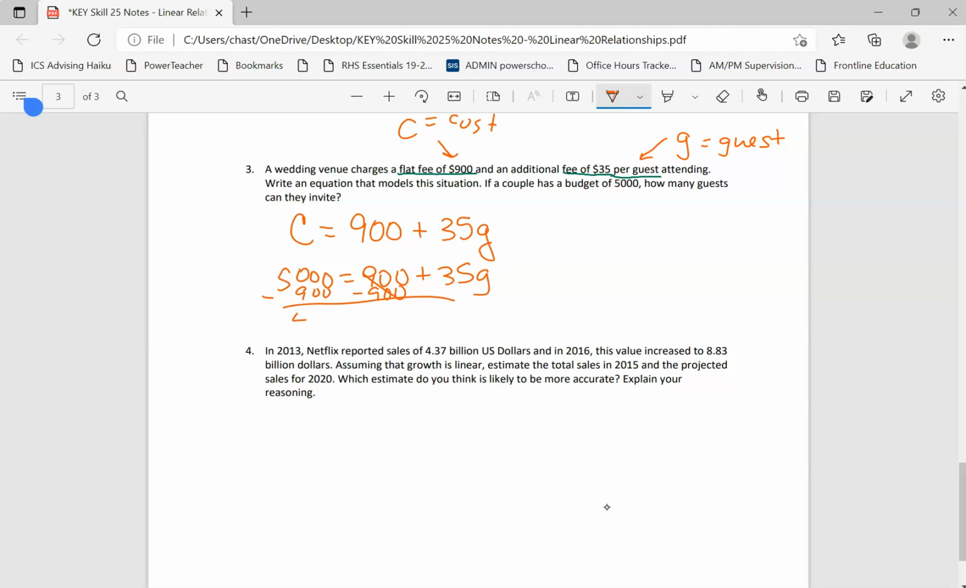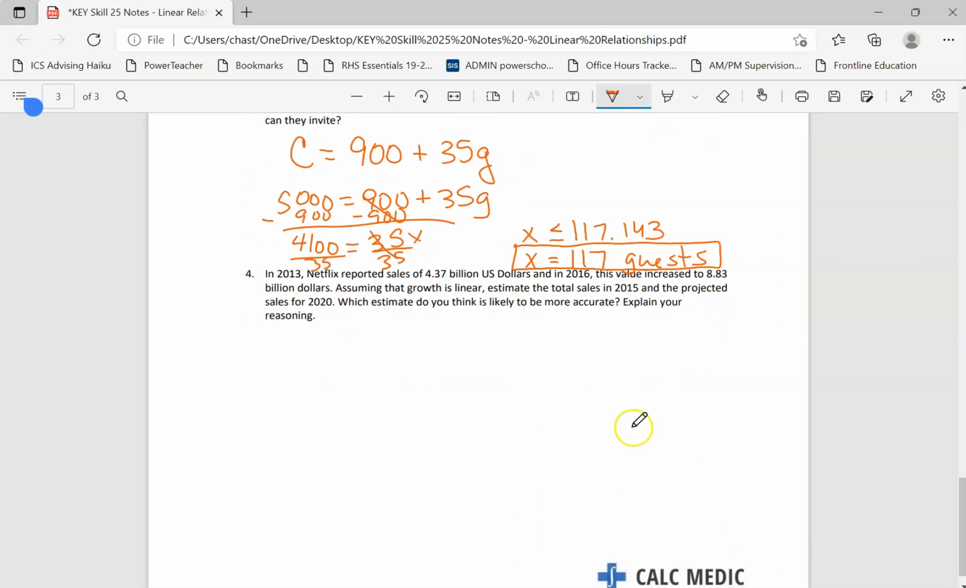So that's going to give us 4,100 divided by 35, and G is going to be, let's see, I'm going to use less than or equal to because we have a budget of $5,000. So actually, we get on the calculator 117.143. So about 117 guests can attend. Okay. I don't know if that's a lot or a little. It just depends on your thoughts.